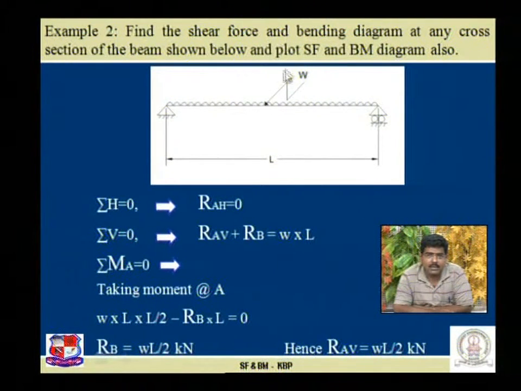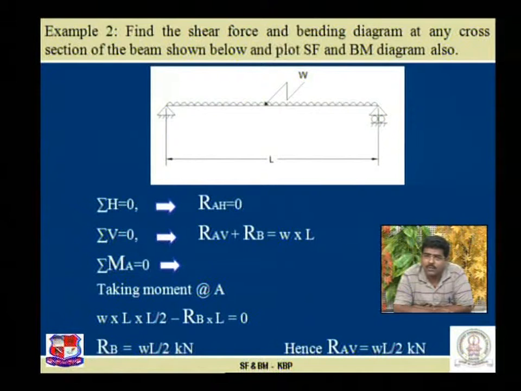W is the UDL. So W into L is the total load, into L by 2 is the moment created by W, which creates a clockwise moment at A. So W into L, load multiplied by perpendicular distance L by 2, with plus sign. Now RB creates the anticlockwise moment, therefore RB into L is equal to 0, and we achieve RB as WL by 2.